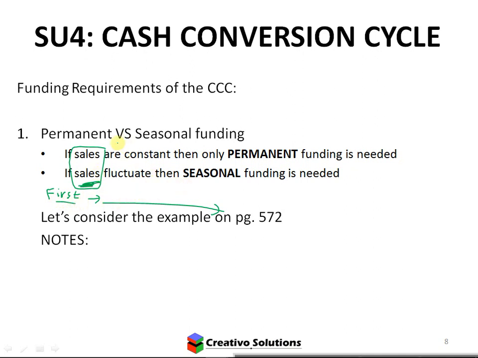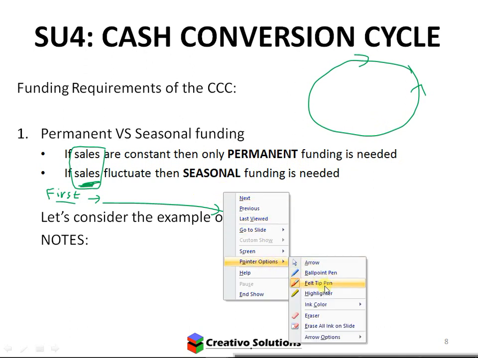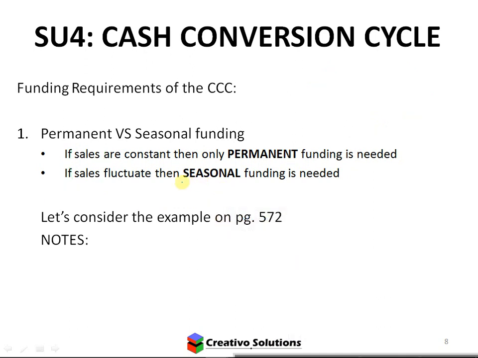So how do we keep the sales going, i.e., how do we keep the cycle flowing, let's say, without any hassle or problems? It's by considering this, permanent or seasonal. All right, so they spoke about an example in the textbook, and the textbook gave you a business that had seasonal and permanent funding.